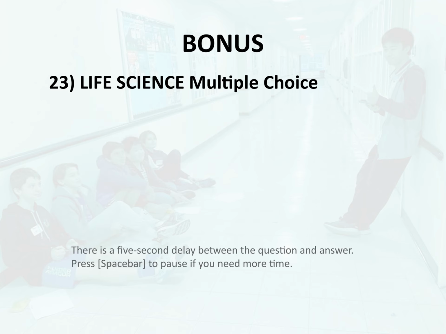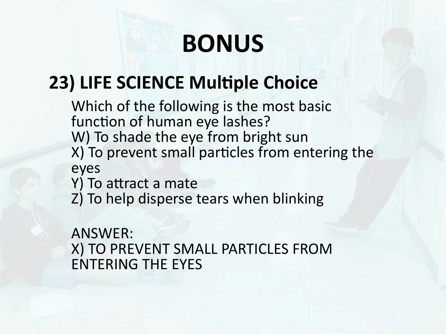Bonus, 23. Life science. Multiple choice. Which of the following is the most basic function of human eyelashes? W. To shade the eye from bright sun. X. To prevent small particles from entering the eyes. Y. To attract a mate. Z. To help disperse tears when blinking. Answer: X. To prevent small particles from entering the eyes.